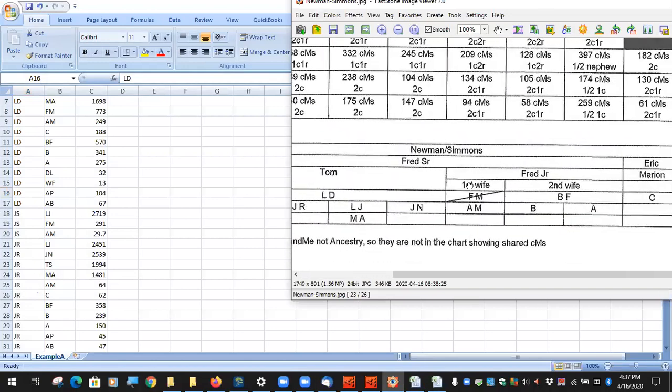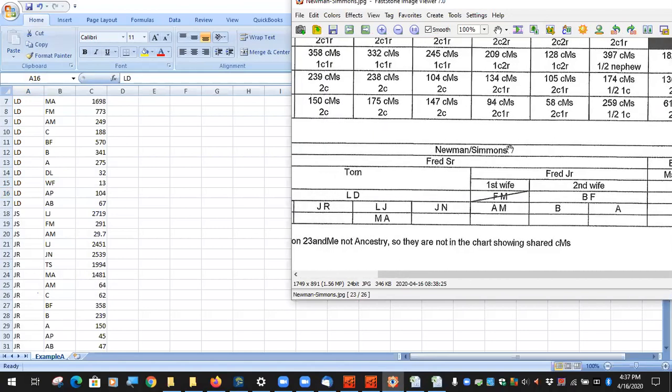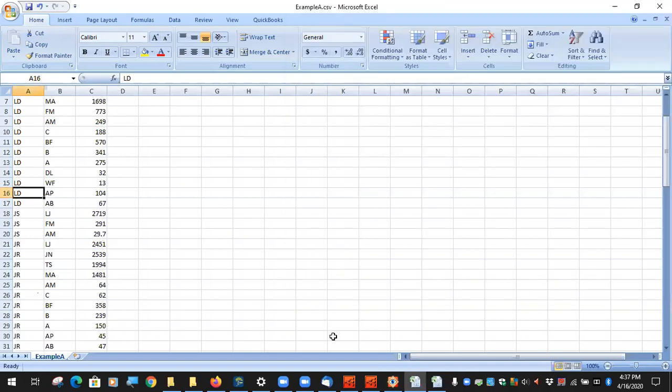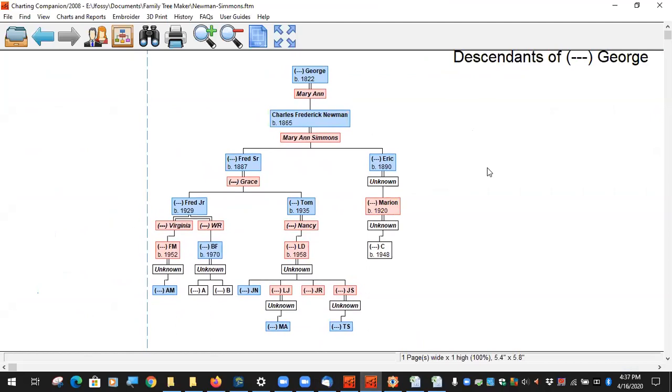Because see, one thing I was even contemplating, on that initial graphic, I was actually thinking of just creating one person, just saying Newman-Simmons. Just make it listed as one person for the example. But that was just an example. But one other thing you can do on Charting Companion. Oh no, wait, never mind. I was thinking of a different program. So no, forget I even said that.